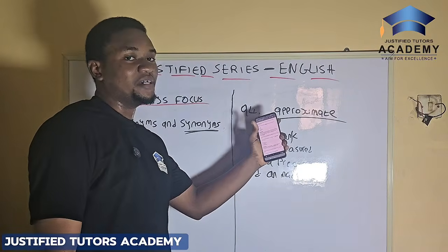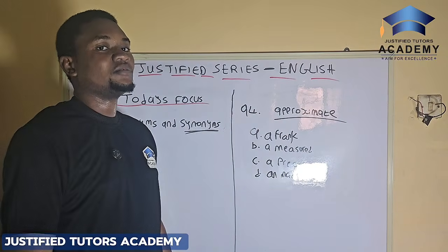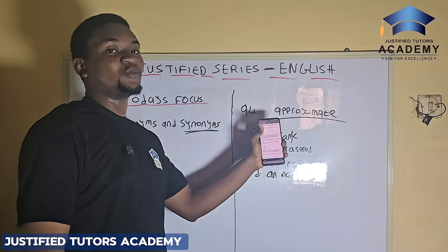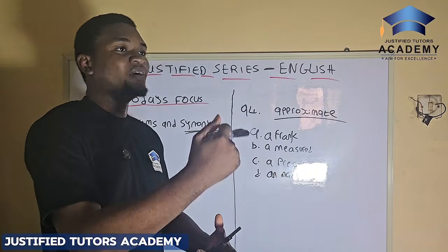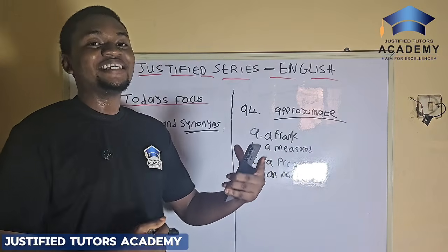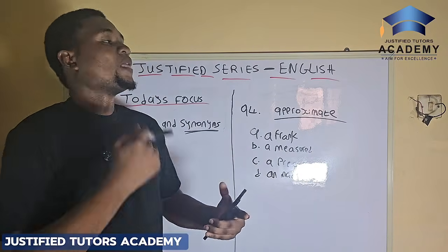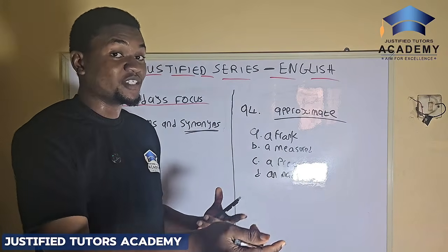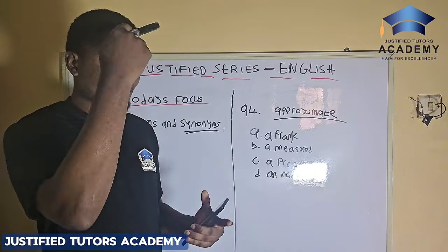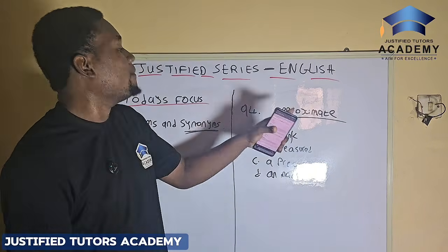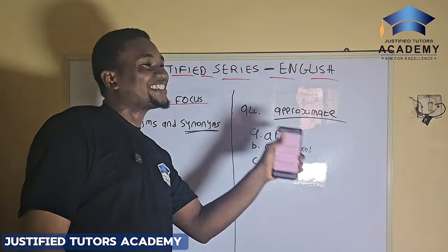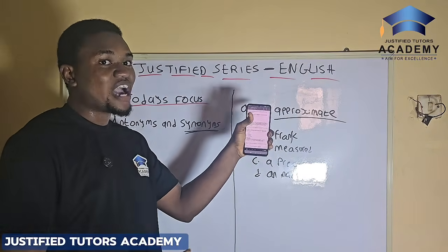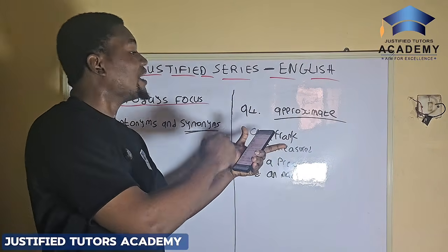What does approximate mean? Math students, approximate means something that is not exact. When you approximate, it means you approximate to either the nearest whole number, or to the nearest one decimal place. So approximate means you are not at the exact answer, you are only approximating to 20 in this one.